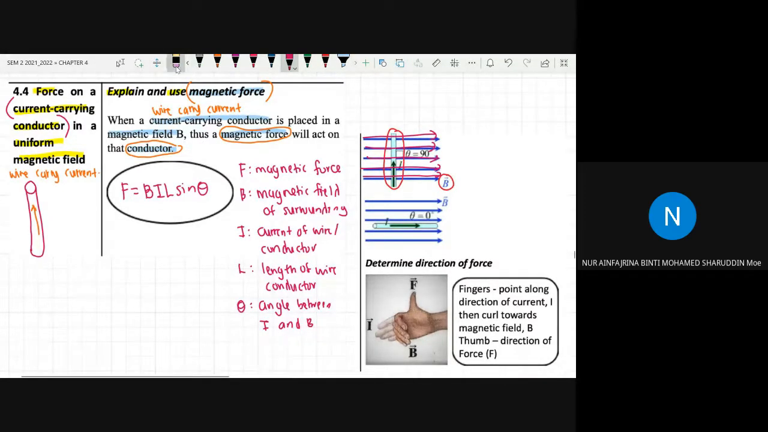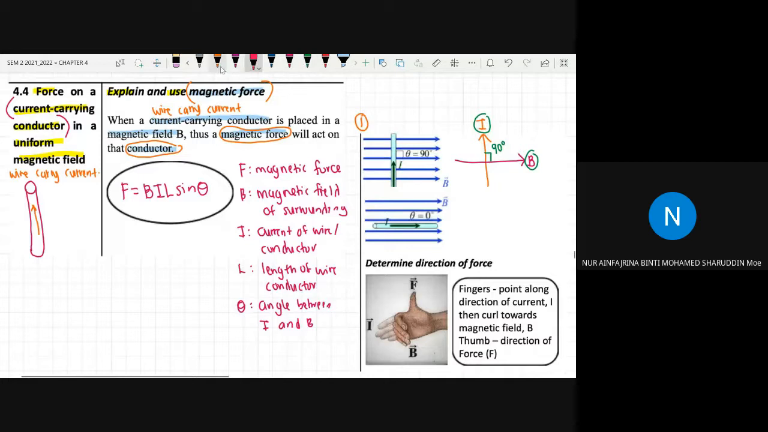So maksudnya cuba awak tengok diagram ni. Kalau awak tengok diagram pertama ni, current dia ke mana? Anyone? Upwards. Okay, very good. So current dia adalah upwards. And magnetic field dia ke mana? Ke kanan. So sekarang awak tengok angle antara current dan magnetic field adalah 90 degree. Dia perpendicular. So kalau dalam soalan tu dia kata current dengan magnetic field 90 degree, awak akan substitute 90 degree dalam formula ni.